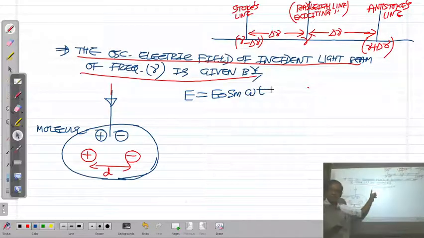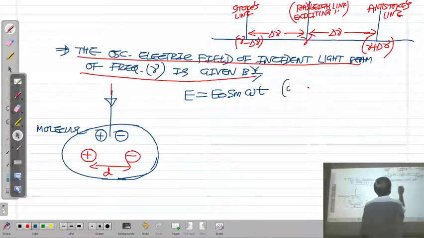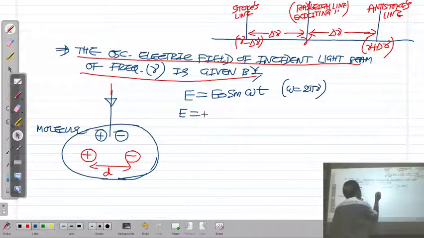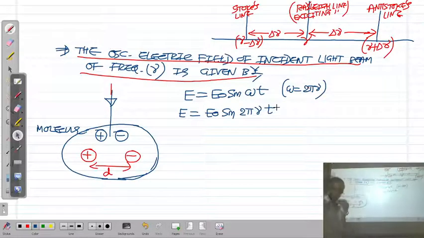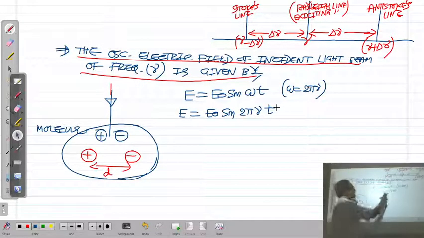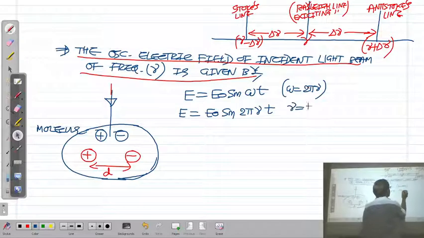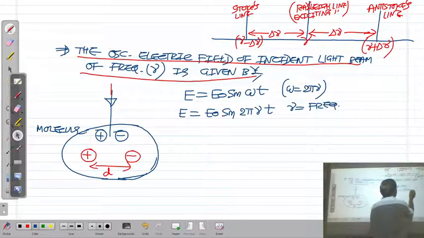E is the oscillating, changing, varying electric field of the incident light. E0 is the maximum value of the electric field. Omega is equal to 2 pi nu. Therefore, the oscillating electric field of the incident light is given by E0 sin 2 pi nu t. What is nu here? Nu is the frequency of the incident light wave.